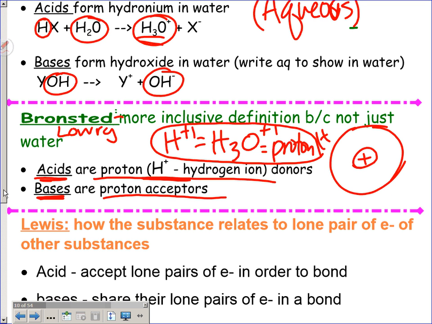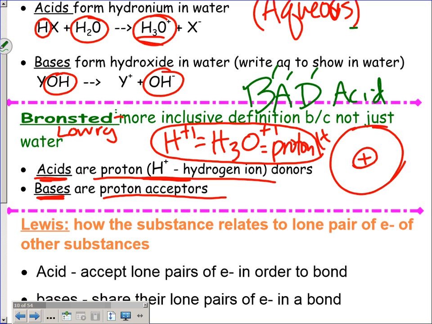So how do I remember this? I was probably not the best 10th grader in the world, but I remember this by saying, you know what, guys? Bronsted acids, they're bad acids. Bad acids. Bronsted acids are donors. BAD. What does that mean? Bronsted acids are donors of what? H pluses or protons or hydrogens, however you want to say it.